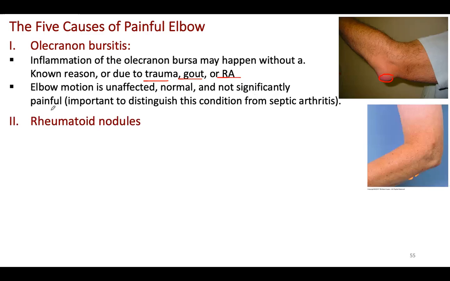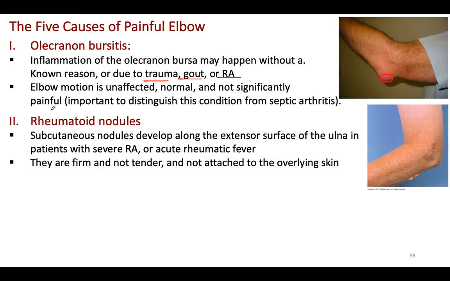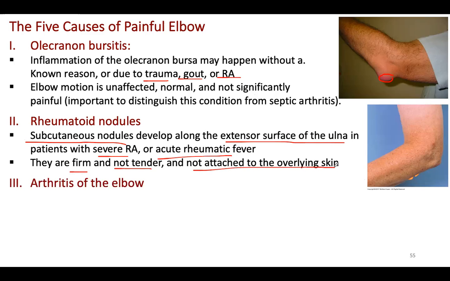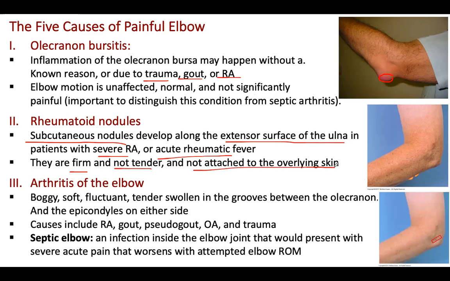Rheumatoid nodules. Patients with rheumatoid arthritis might develop subcutaneous nodules near the elbow along the extensor surface of the ulna, in patients with severe rheumatoid arthritis or acute rheumatic fever. These nodules are firm and not tender and not attached to the overlying skin. Arthritis of the elbow, whether septic arthritis or rheumatoid arthritis or gout or pseudogout or osteoarthritis or secondary to trauma, can result in a swollen, tender elbow.